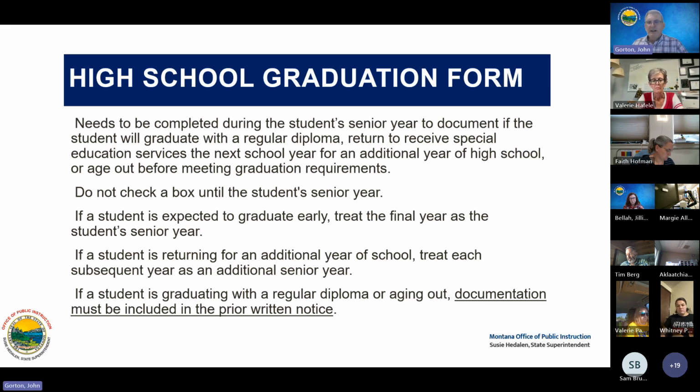That graduation box that we were just looking at needs to be completed during the student's 12th grade year or senior year of school. And then you need to provide some type of prior written notice with how that's going to work out for a student. The wrong time for a parent to find out that their son or daughter is not going to graduate is April. So the sooner you can have those conversations, the better.